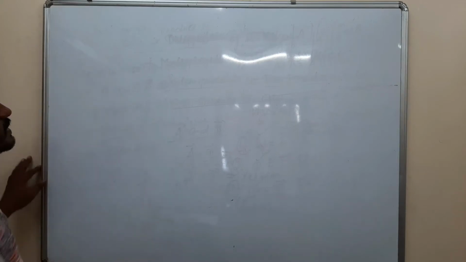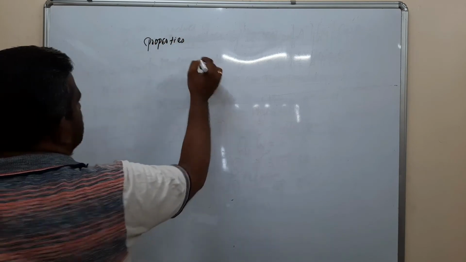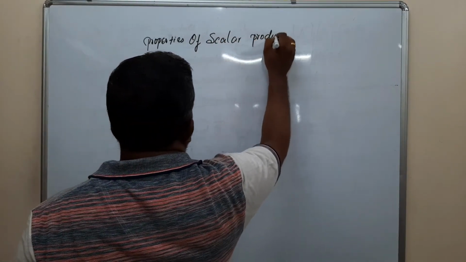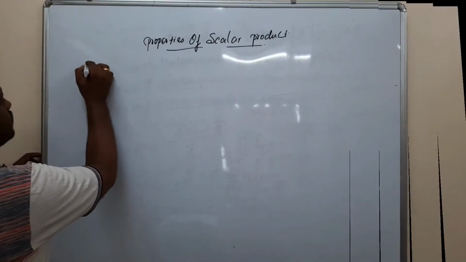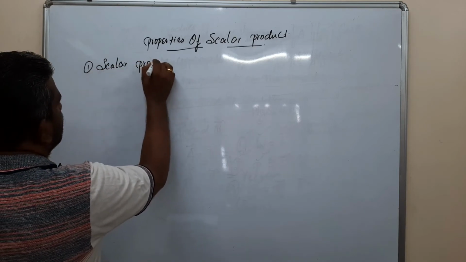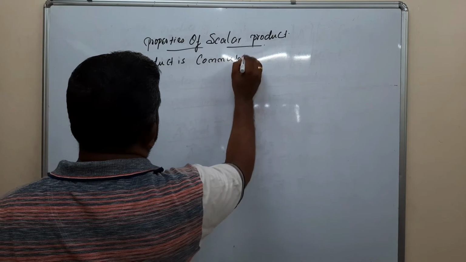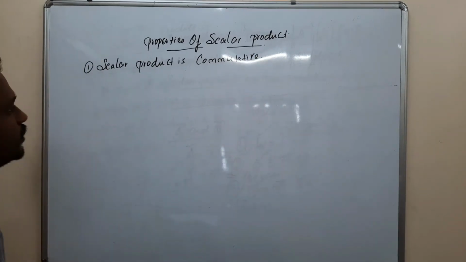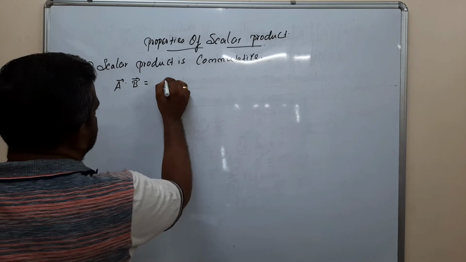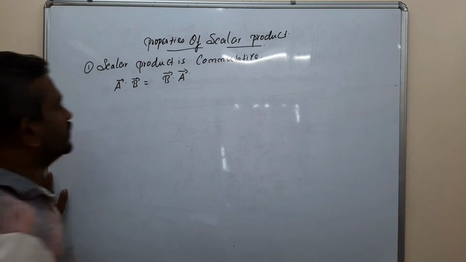Then properties of scalar product of vectors. First point: scalar product is commutative, that is A vector dot B vector is equal to B vector dot A vector.